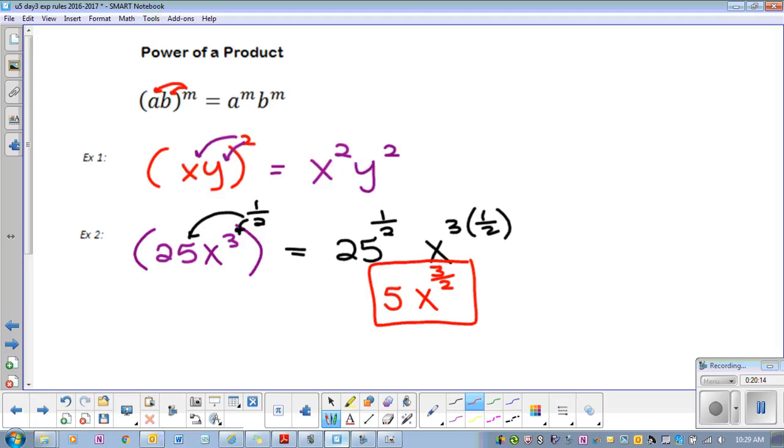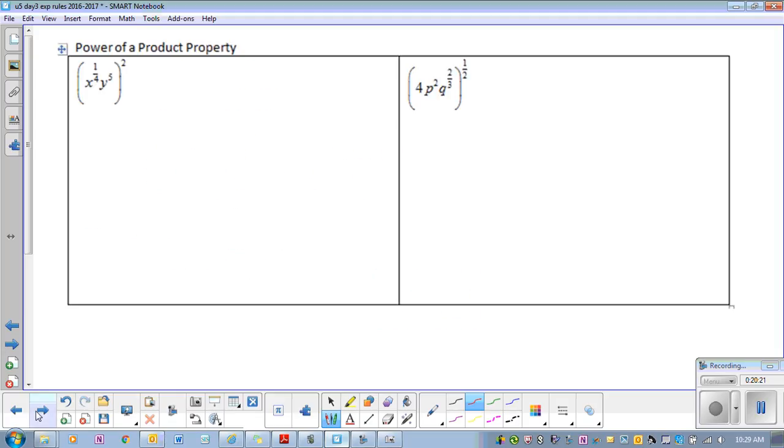Now we're going to go to our white practice sheet. Let's try this one. I have x to the 1/4, y to the 5th, and then everything in parentheses to the 2nd power. Parentheses, exponent, this is Oprah. You get a square, and you get a square. Everybody gets a square.